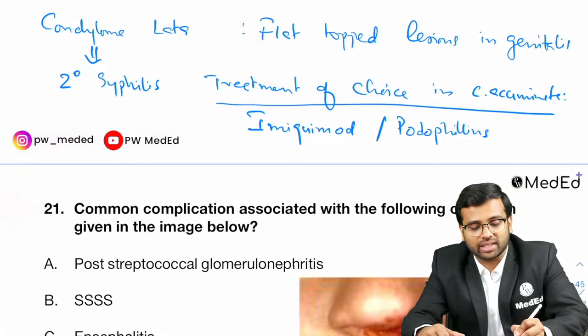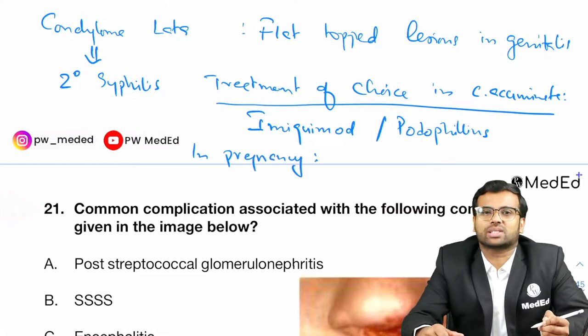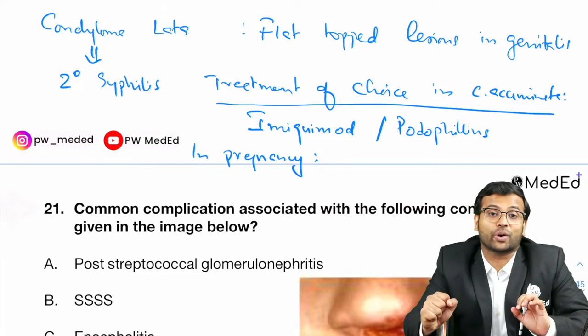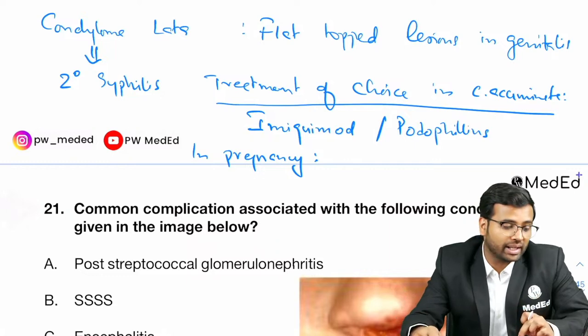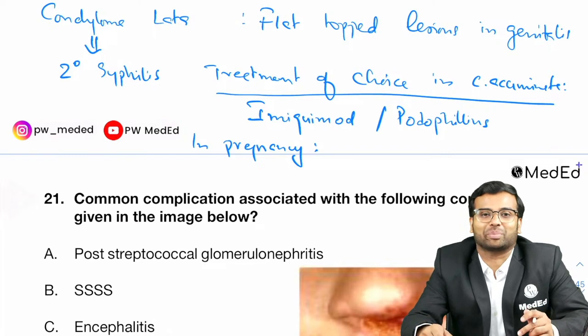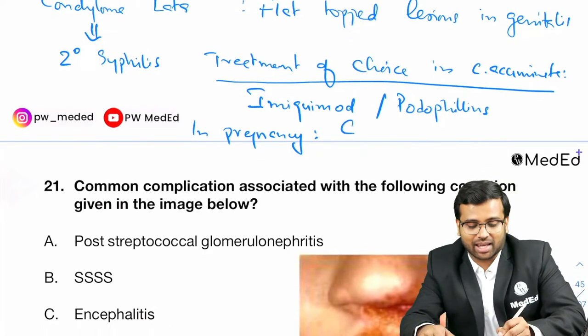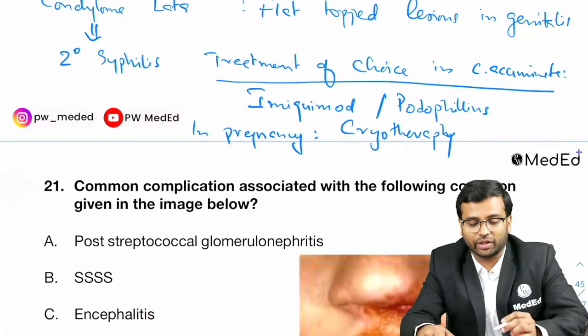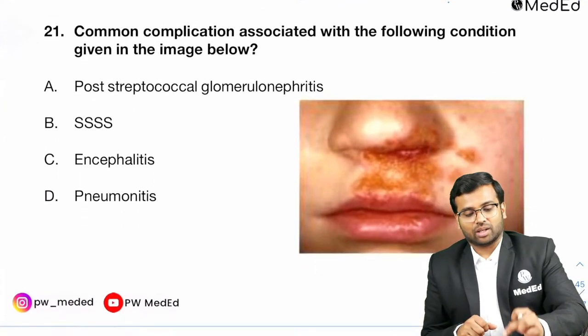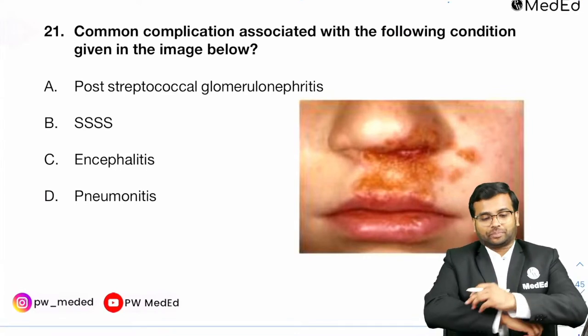So if the question is, in pregnancy, what is going to be the treatment of genital warts? We are not going to use imiquimod or podophyllins because this is going to be teratogenic. So for pregnancy, what is the answer? So Med Psycho is having a question mark after cryotherapy. So is it cryotherapy? Yes, absolutely right. This is going to be cryotherapy. Very good. So here the answer is going to be cryotherapy. Excellent. So now let's move to the next one.